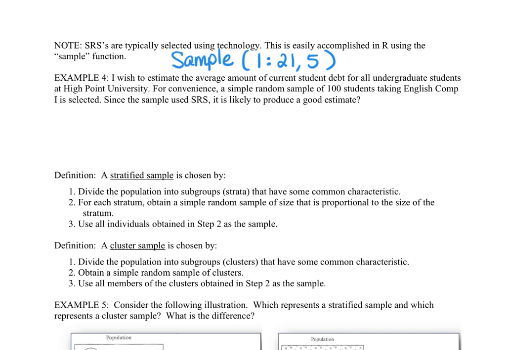Okay, everybody pause and stop because you already answered it, even online. So, since the sample used SRS, is it likely to produce a good estimate? What's your answer? No. Why? Because it doesn't give an equal chance for each subset of individuals. That's correct. So say it again. No, because it does not give an equal chance for each subset of individuals.